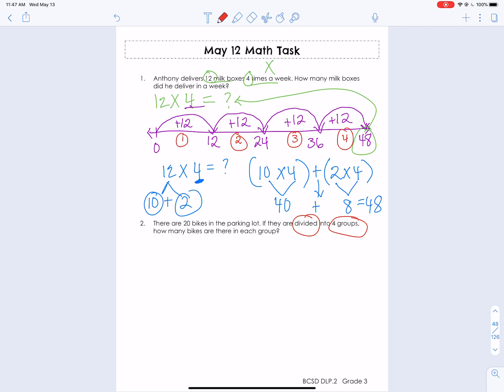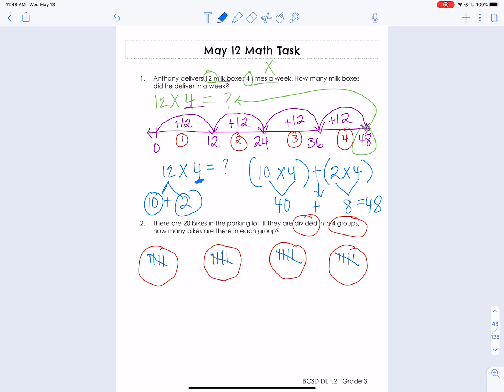1, 2, 3, 4. And I'm now going to put 20 bikes. I'm going to divide them up into those groups. So here we go. 1, 2, 3, 4, 5, 6, 7, 8, 9, 10, 11, 12, 13, 14, 15, 16, 17, 18, 19, 20.